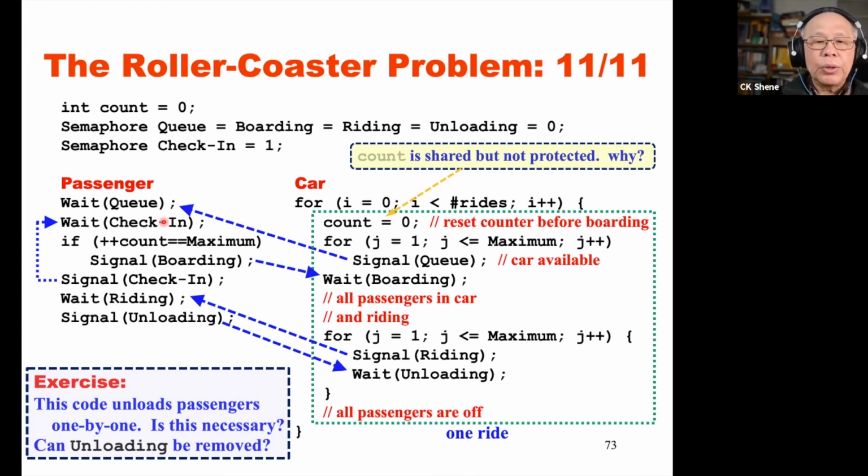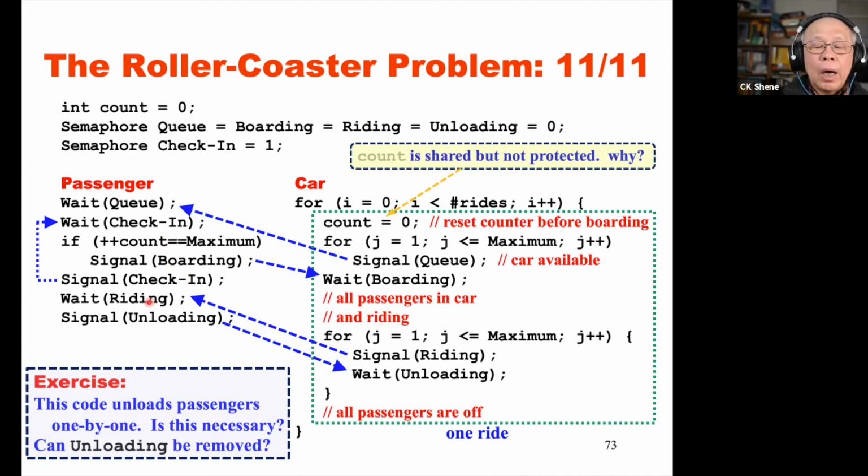So the passenger is pretty easy. When a passenger comes, join the queue that is blocked by the gatekeeper. If this passenger is allowed to go, going through the check-in and add 1 to the counter. If the counter is equal to the maximum, that is full loading, I am the last one. Then I tell the car that boarding has finished. Then I release the check-in semaphore and then am blocked by the riding semaphore, indicating now I am on the car and enjoy the ride.